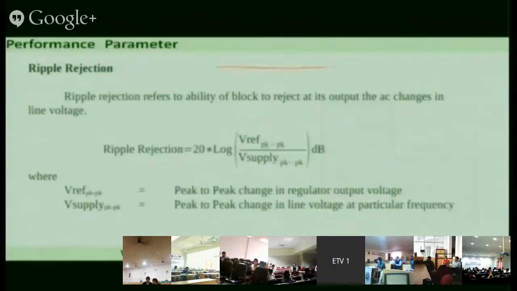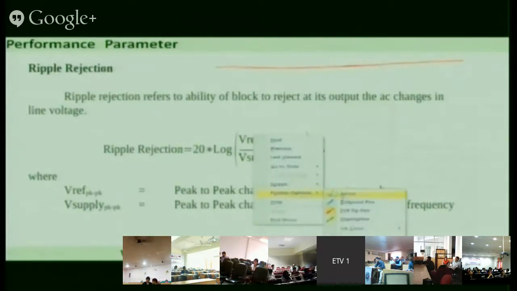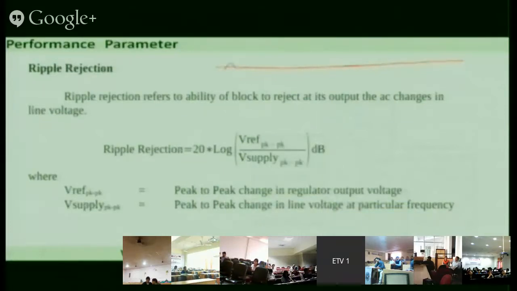a DC supply should be like this, a straight line. Okay, but this is ideal. It is never like this. There will be some ripple on this, like this, with different frequencies, so there will be some ripple like this. Okay, so now we have to reject this ripple.